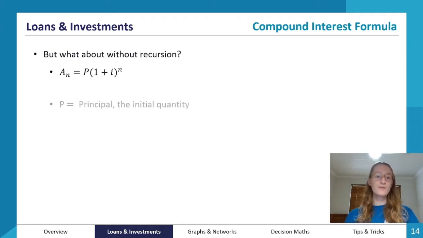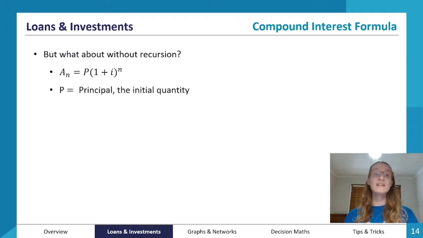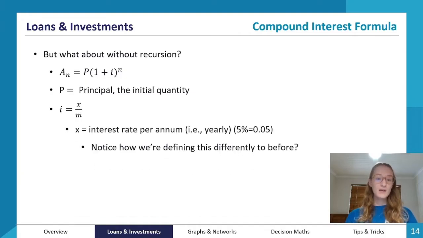So what do these variables mean? First, P is the principal, the initial quantity. For example, if we had $20,000 in a bank account, then that would be the principal. That's our starting point. And then i is x divided by m, where x is the interest rate per annum, so again yearly, and m is the number of compounds per year. And this is what I highlighted before.